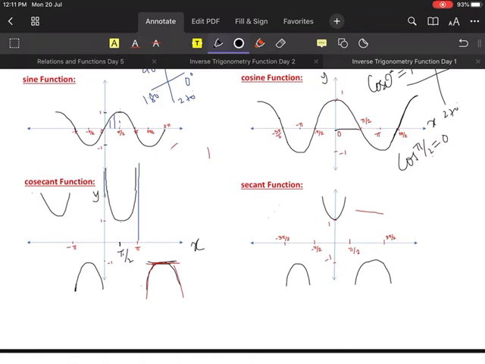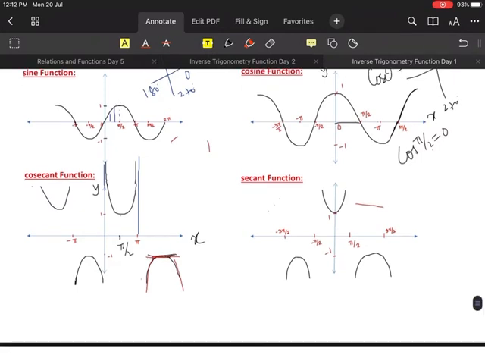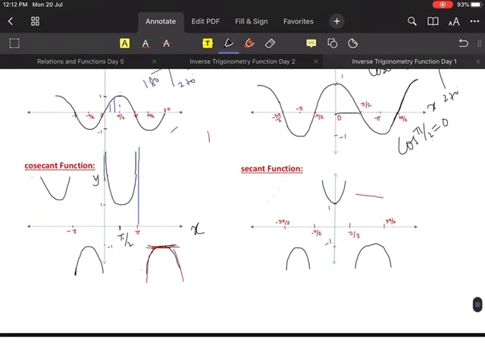Please tell me, fast. Okay, cos function, cos 0 is how much? Cos 0 is 1. So sec 0 is also 1. Cos 90 is how much? 0. So sec 90 will be undefined. That's the reason sec 90 is increasing like this.